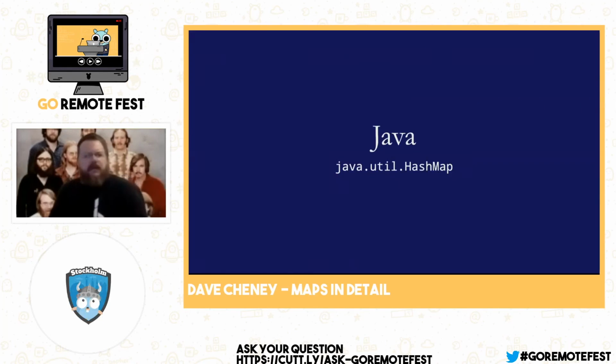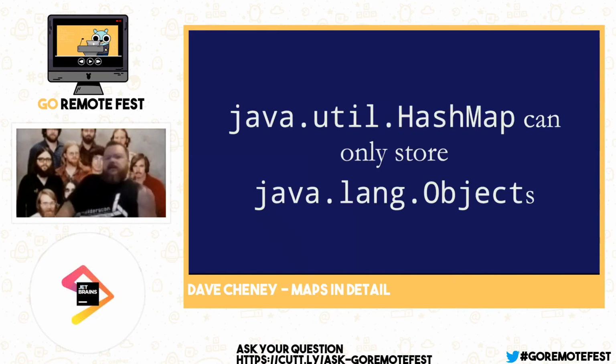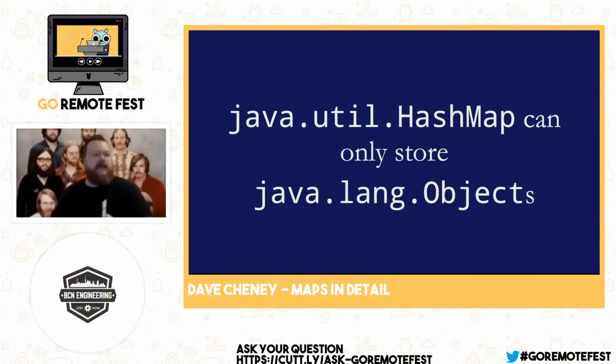The second language I want to discuss is Java. And Java's hash map type is called java.util.HashMap. So that's simple. One of the interesting things about HashMap in Java is that it can only store objects, which is kind of fine in Java because almost everything is a subclass of java.lang.Object. And because every object in Java descends from java.lang.Object, they inherit hash codes and equals methods.